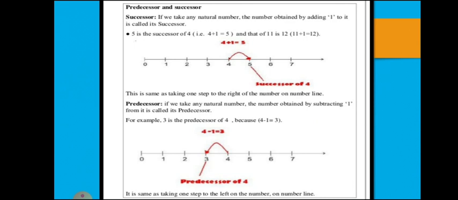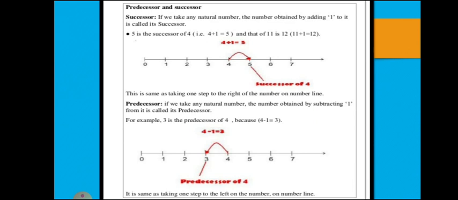After 4 is 5, so the successor of 4 is 5. This is described as taking one step to the right of the number on a number line. Successor means right hand side, we are taking one step to the right side. And in predecessor, if we take any natural number, the number obtained by subtracting 1 from it is called its predecessor.